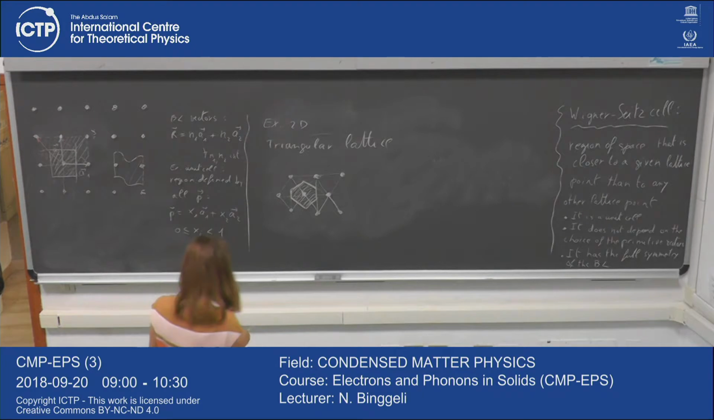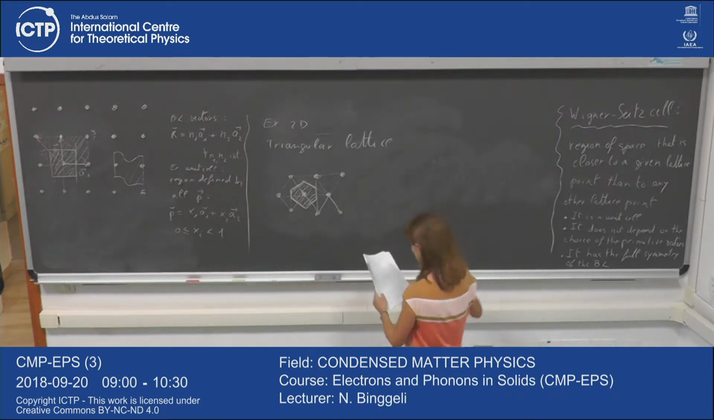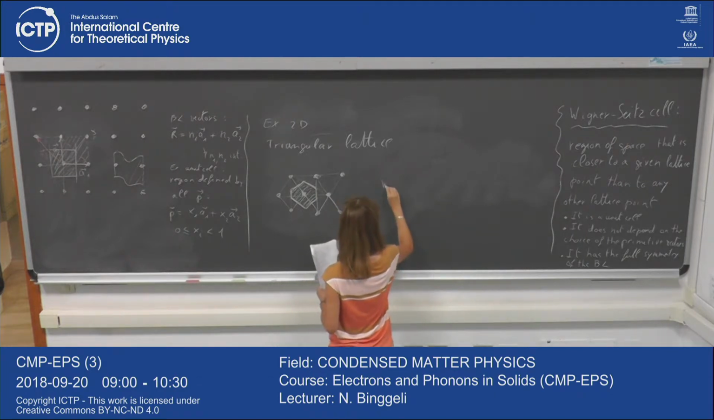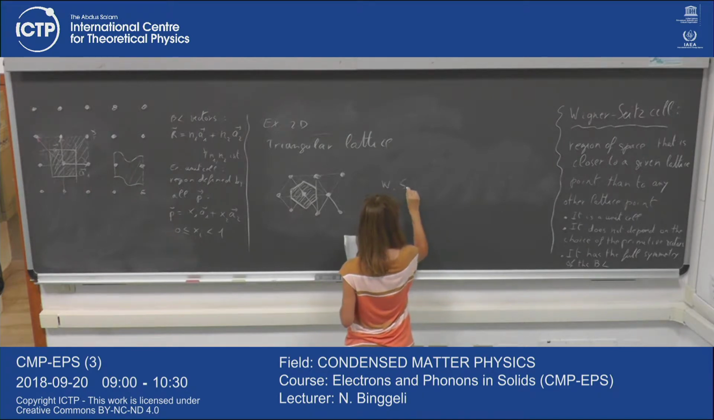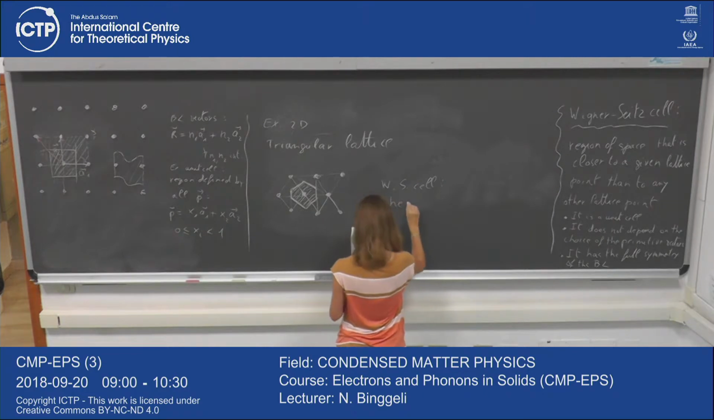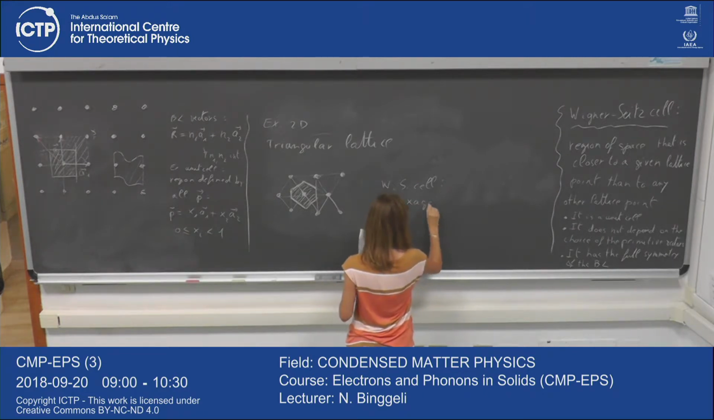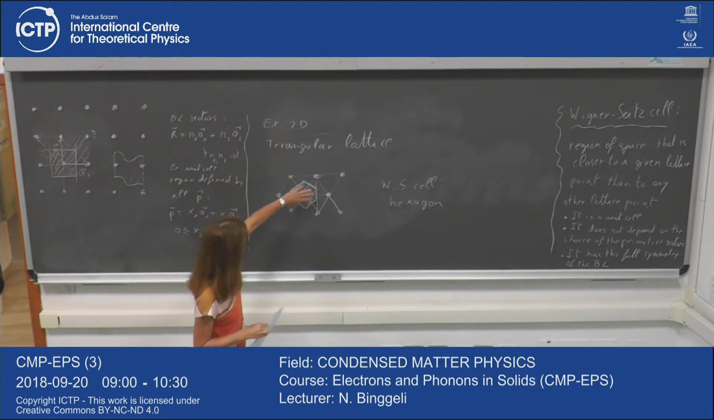My Wigner-Seitz cell is this object, which is a hexagon. So the Wigner-Seitz cell of the triangular lattice is a hexagon. Okay? Yes. And again, this has the full symmetry.